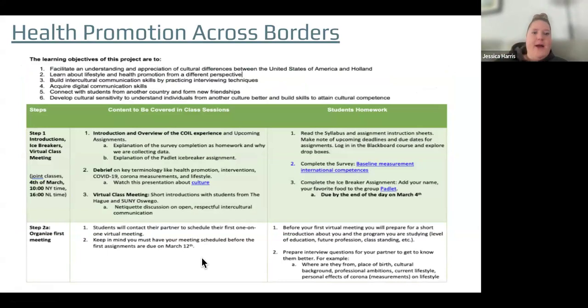So here you'll see the syllabi. For Health Promotion Across Borders, we do create a separate syllabus from the class. Here at SUNY Oswego, we have our HSC 448 syllabus, but they're also doing a COIL project with The Hague University and their international Dutch students. So this is where they're able to see exactly everything that they need to do in regards to this project.